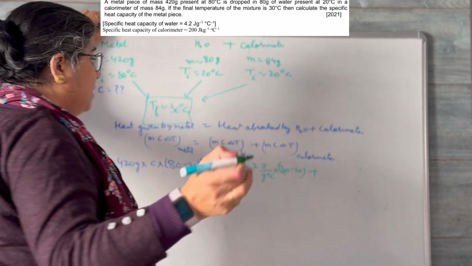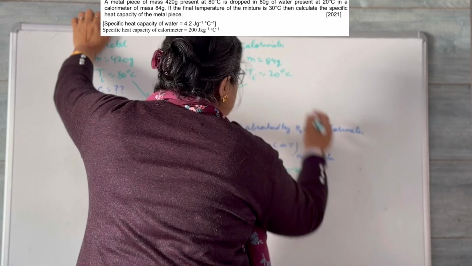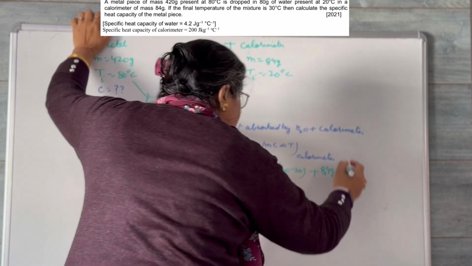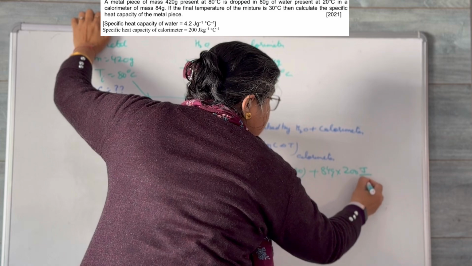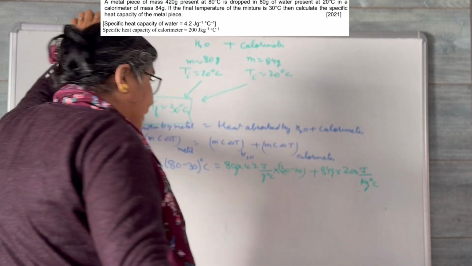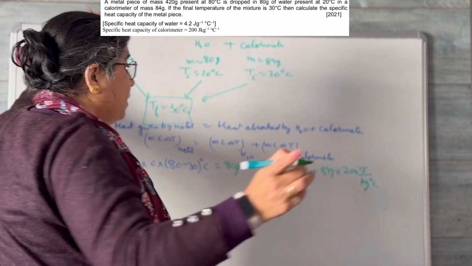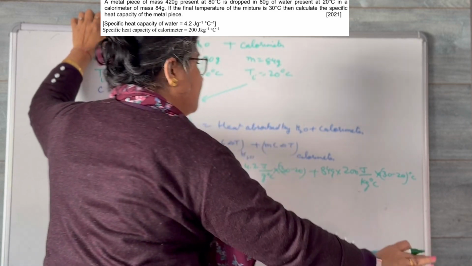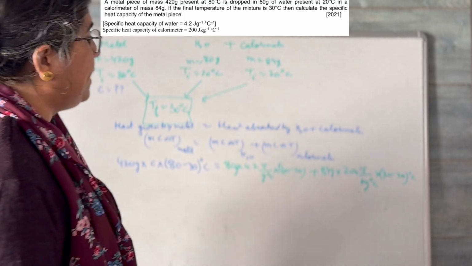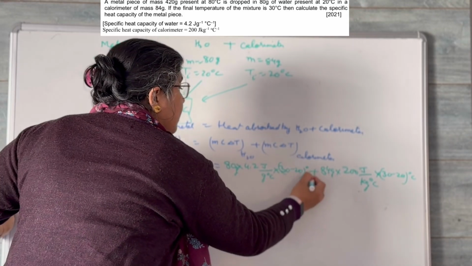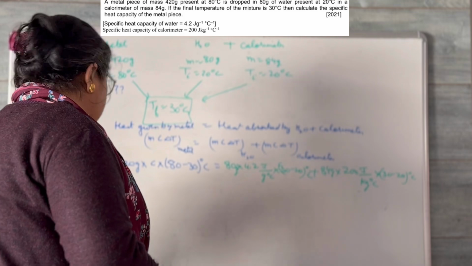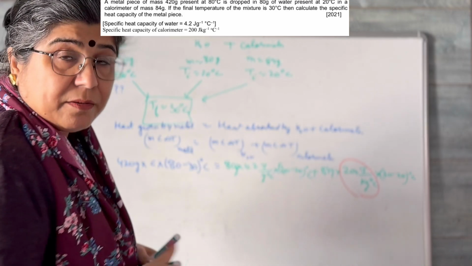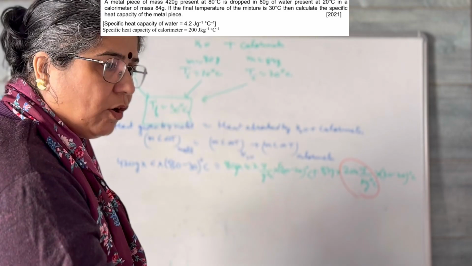Similarly, for the calorimeter you put the mass. Calorimeter is 84 grams. And the heat capacity of the calorimeter is 200, pay attention, there is a glitch here, joule per kg per degree centigrade, into 30 minus 20 degree centigrade. This was given in joule per kg, so if you don't write units again, you are gone.